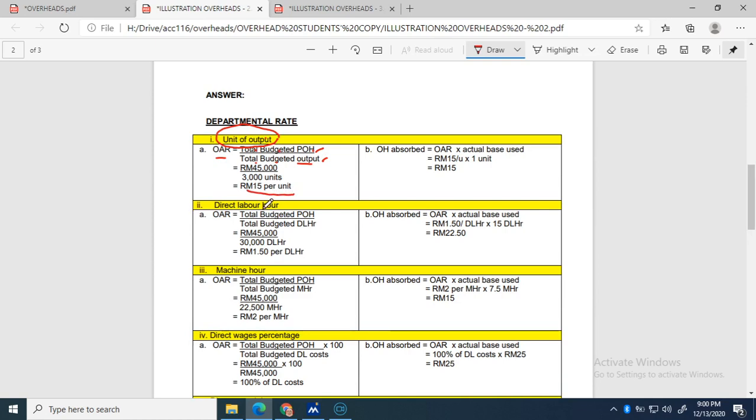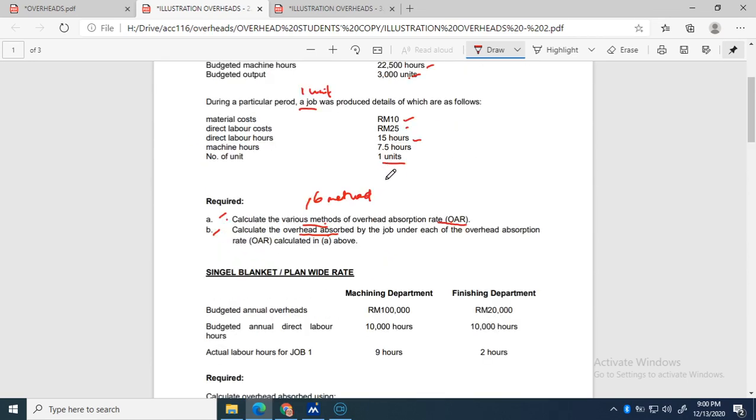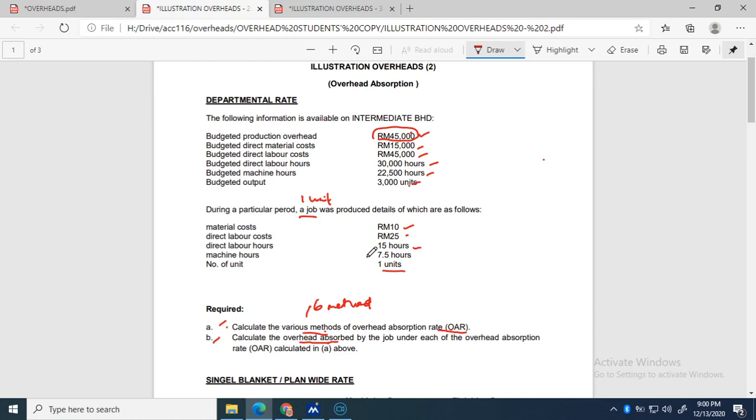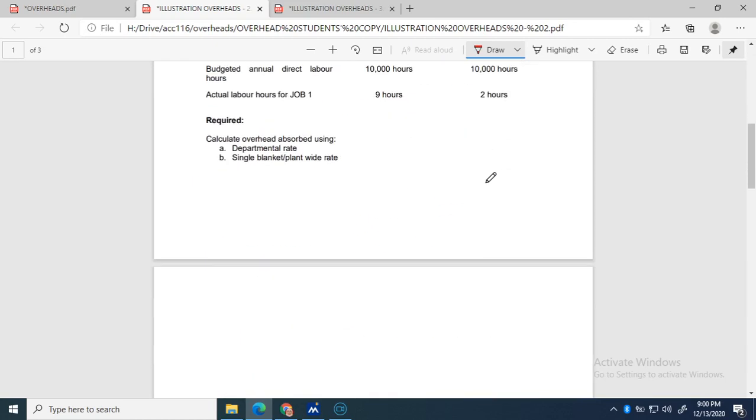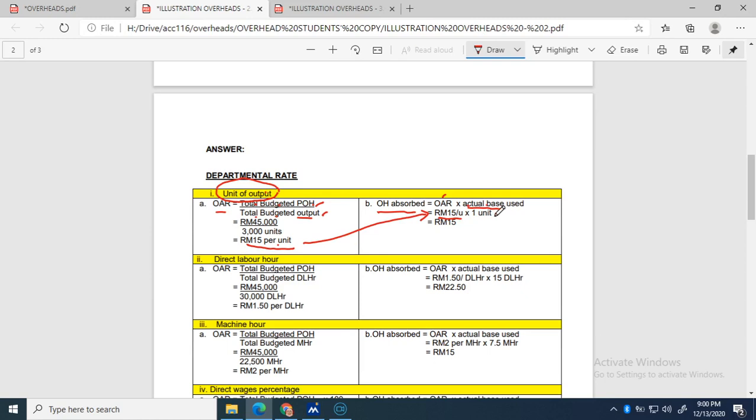B, you are required to calculate overhead absorbed. How to get overhead absorbed? Based on the formula given in the slide, OAR times the actual base used. So for the job, OAR is 15 ringgit per unit, times the unit base. Refer to the job: how many units do you produce? In a job, we have only one unit. So you times one unit. So the overhead that is absorbed to the product is 15 ringgit per job, per unit or per job.